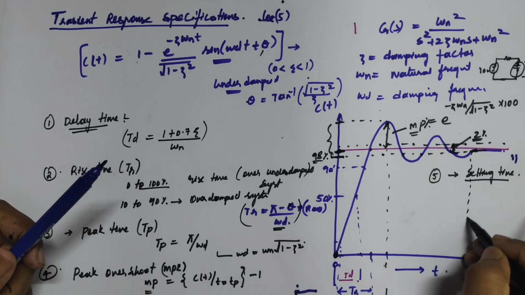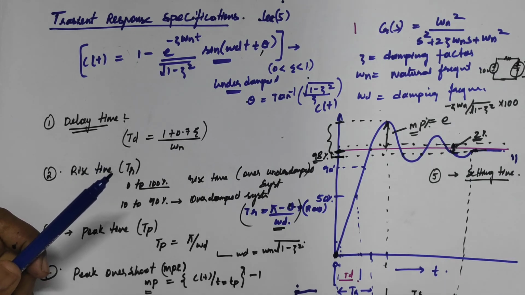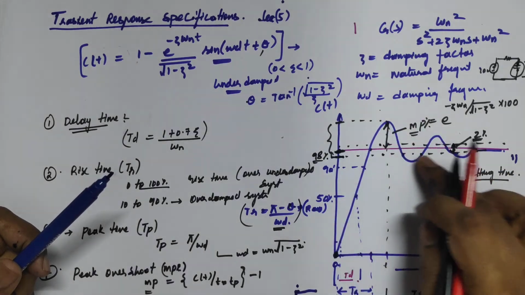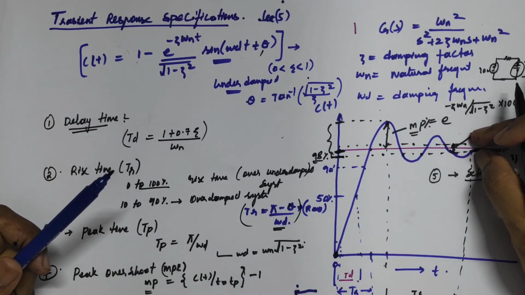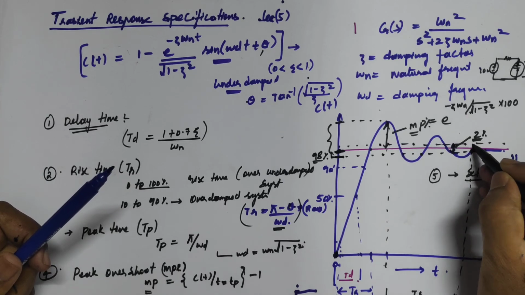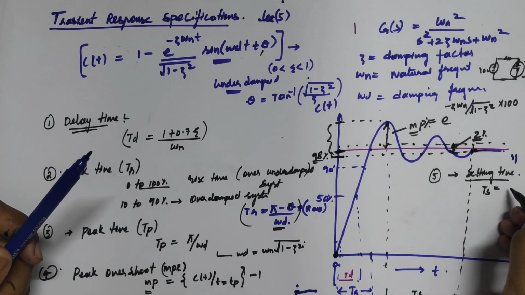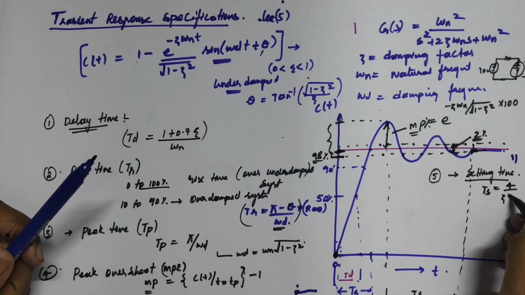So this is where the 2% tolerance band is reached on my time response, and this point is called settling time. The settling time is the time required for the response to reach the 2% tolerance band. Since it reaches the 2% tolerance band at this point, it is called settling time. The settling time in general is given by 4 by zeta omega n.